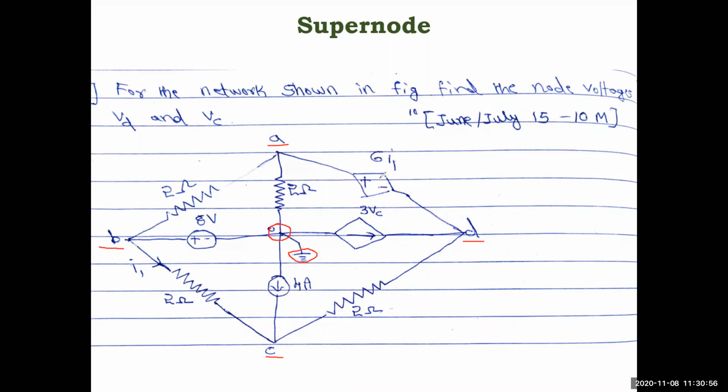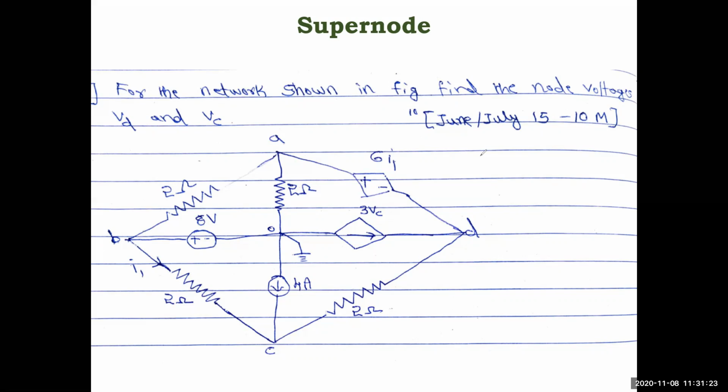Draw the network. You have 2 ohm here, a dependent voltage source 6I1, and a dependent current source 3VC. Here you have 2 ohm, 2 ohm, and 2 ohm, and here you have the 4 amps, and here the 8 volts. Hope you have noted down. Fine. So how to solve this problem?